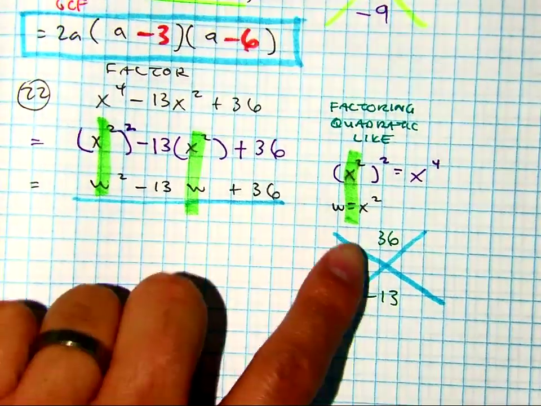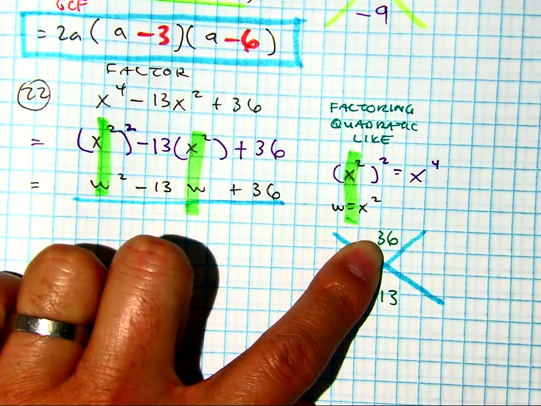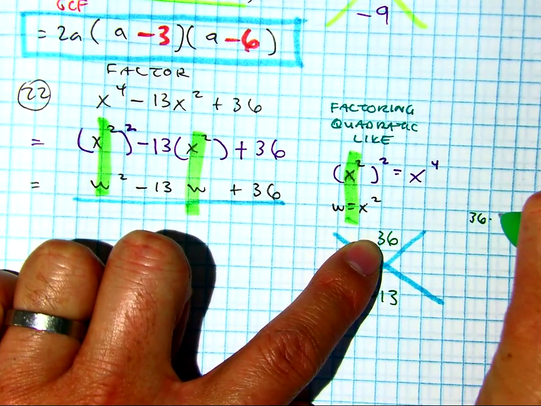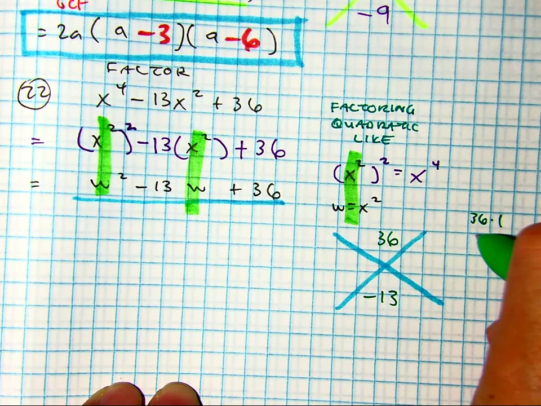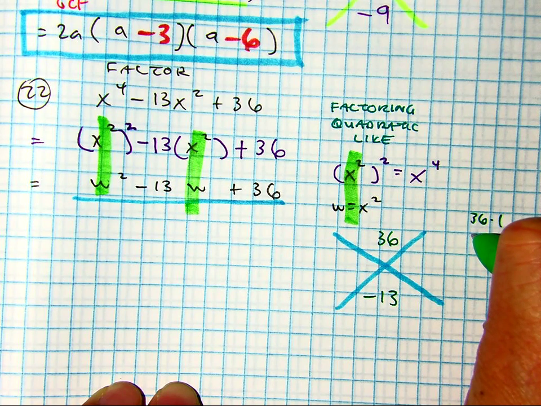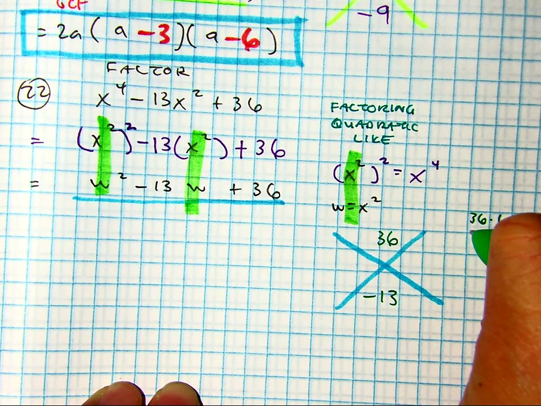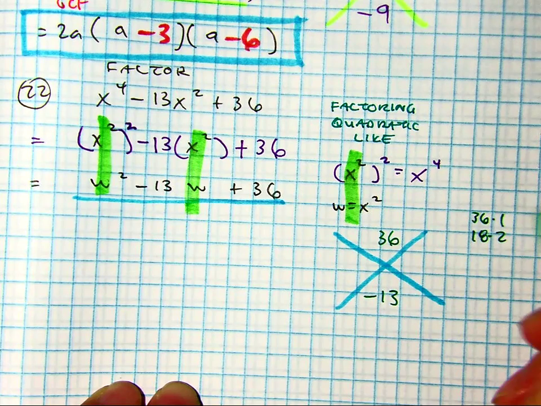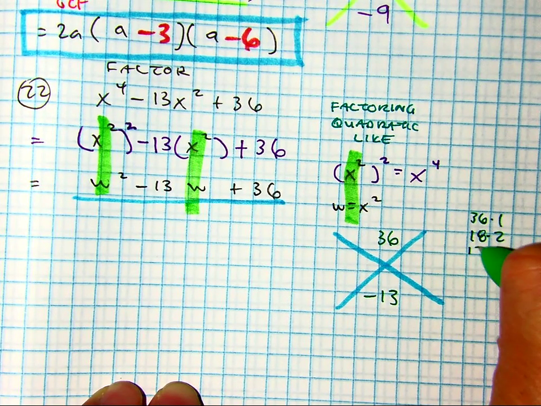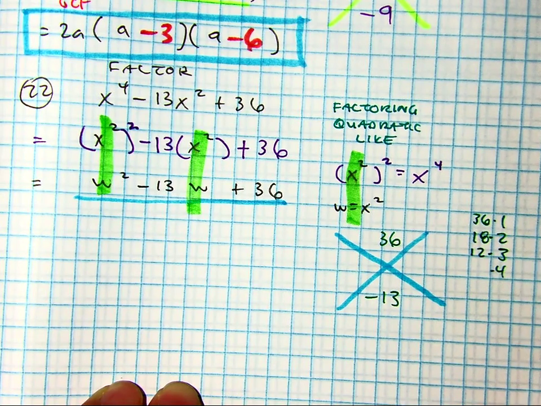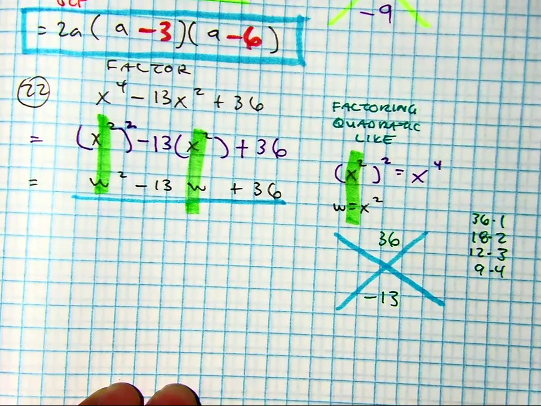You write out all the factors of 36. And you write the bigger number on the left side. That's my strategy. What's half of 36? 18. 3 goes into 36, 12. How about 4? 9. Okay. So which of these should I pick?